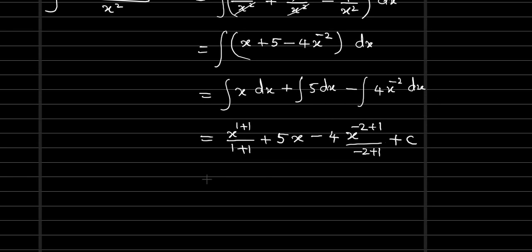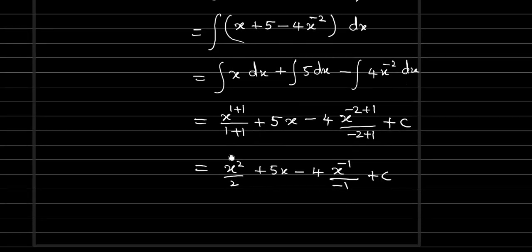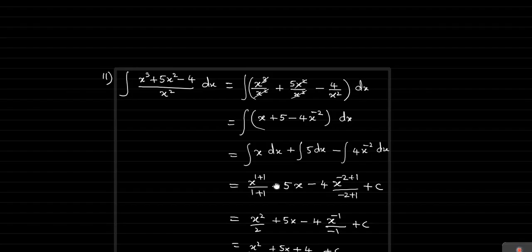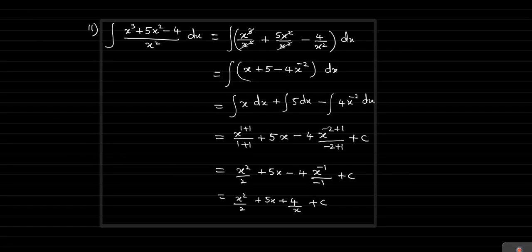So put plus c. So now x square by 2 plus 5x minus 4 x power minus 1 by minus 1 plus c. So now this sign and this sign we can combine. So that is plus. So x square by 2 plus 5x plus 4, and if we have a negative sign in the power, we can take it to the denominator. So 4 by x plus c. So that's all the result. Okay, so that's all this sum, the 11th sum. Now we can move on to the 12th one.